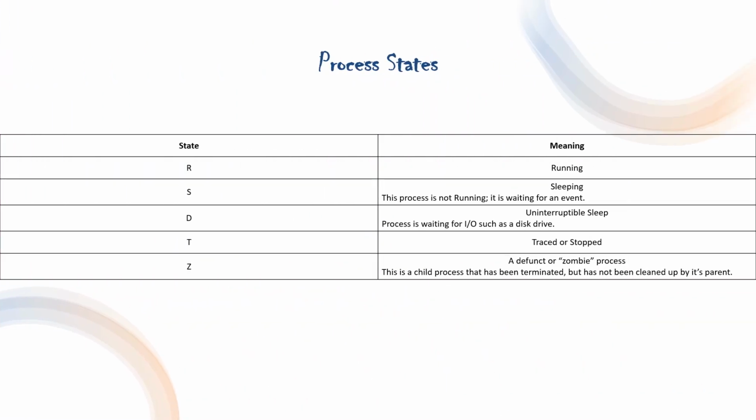Process states are: R running. S sleeping. This process is not running, it is waiting for an event. D uninterruptible sleep. The process is waiting for I/O such as a disk drive. T trace or stop. Z a defunct or zombie process. This is a child process that has been terminated. It has not been cleaned up by its parent.